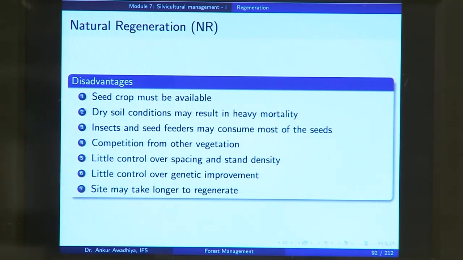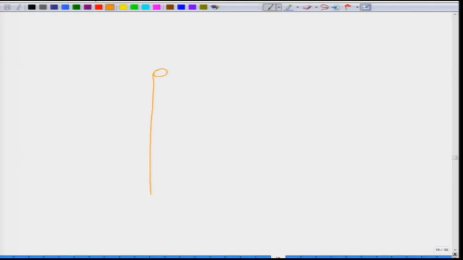There is also little control over genetic improvement, because you are not selecting those trees that have those properties that are better suited to your operations. So, for instance, if you want to manage a stand for timber, you will probably want trees that grow very fast, that attain a very good height, that have a very smooth bole and that do not have a large number of branches, because the more the number of branches, the more wood is there that gets lost during the operations. So, you will select for those trees that have a cylindrical bole like this.